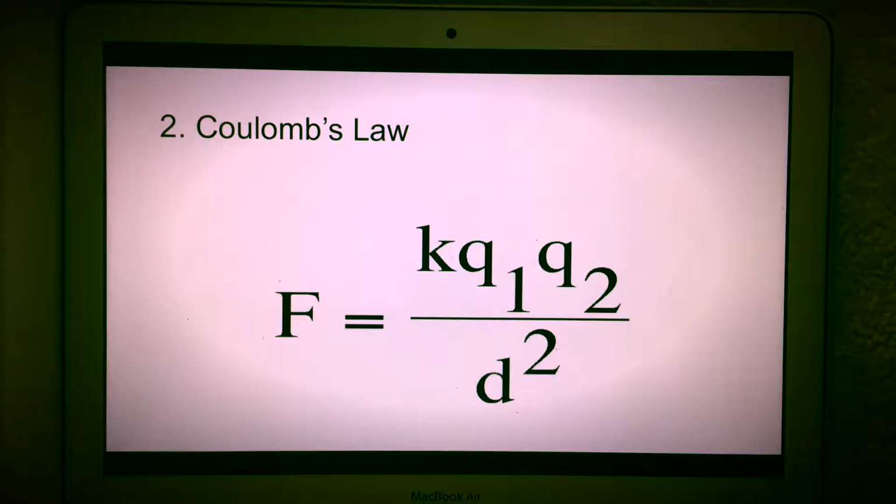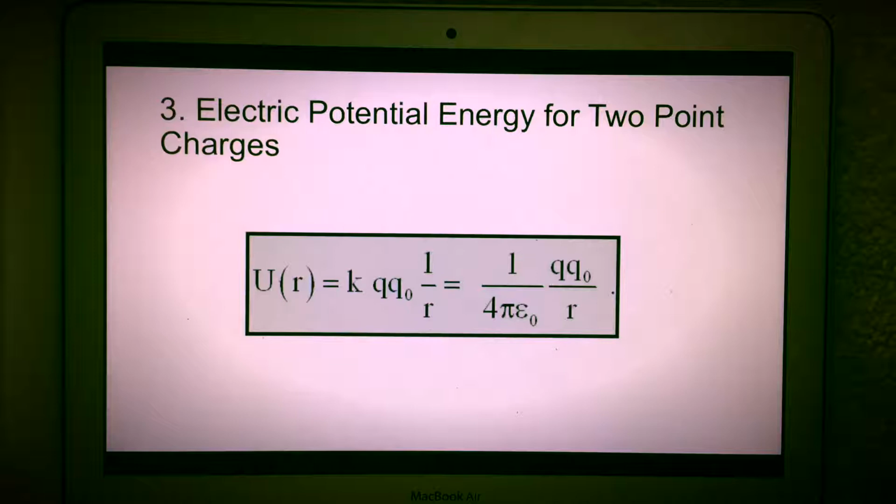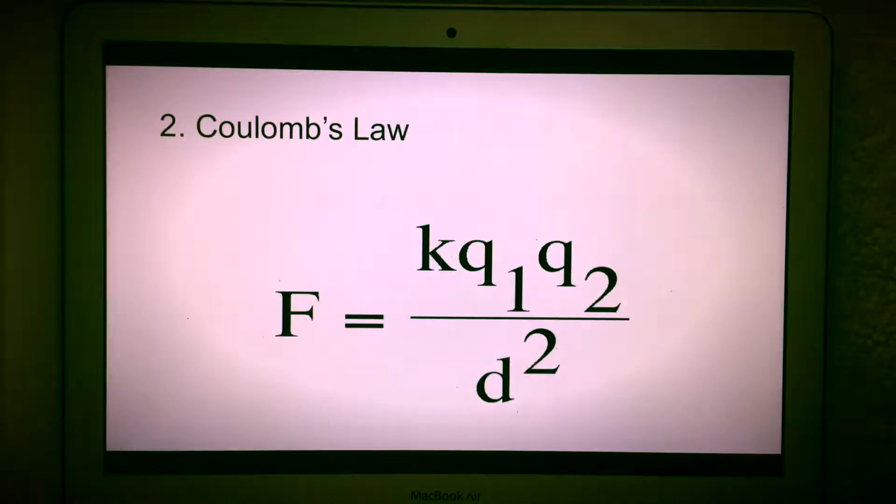Second, Coulomb's law. It means the force between two charges. Force equals k times Q1 times Q2 over d squared. Q1 and Q2 are the charges of the two particles, k is the constant, and d is the distance between the two charges.